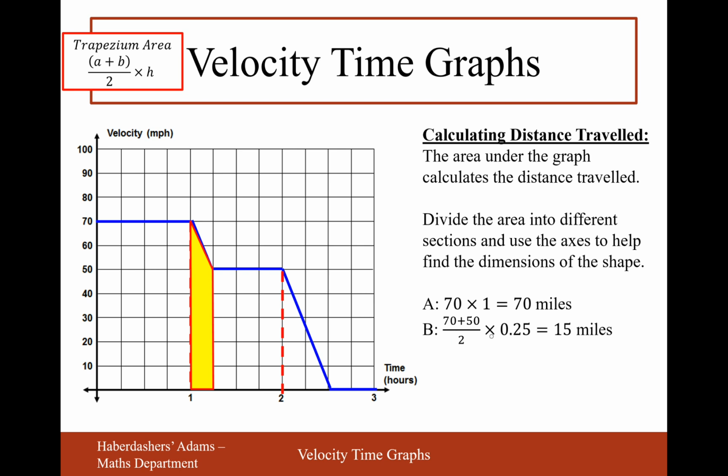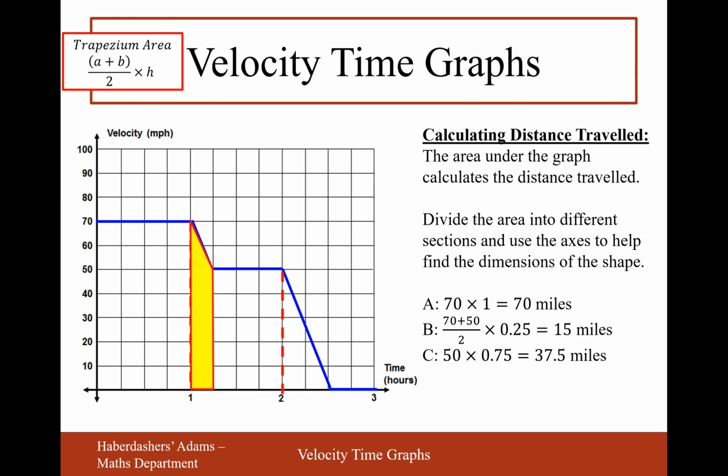So it's going to be 60 times by the height, or in this case the height will be the width of the bar. And that's 0.25 hours, 15 minutes, a quarter of an hour. So it's going to be 60 times 0.25 is 15 miles. So in this area here, we use the area of a trapezium formula to work out that would be 15 miles. For the third section, it's going to be base times height. So that's going to be 50 times by 0.75, 3/4 of an hour.